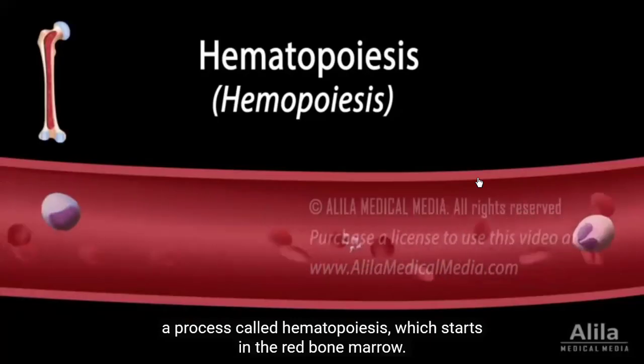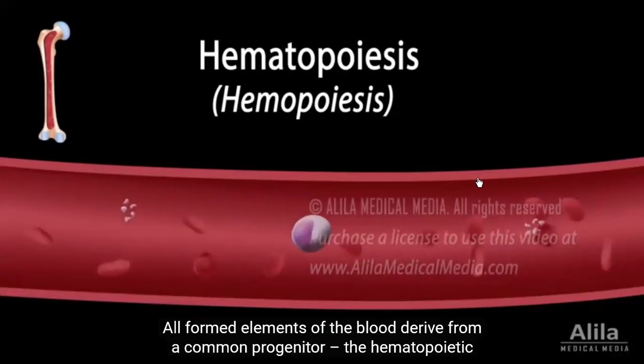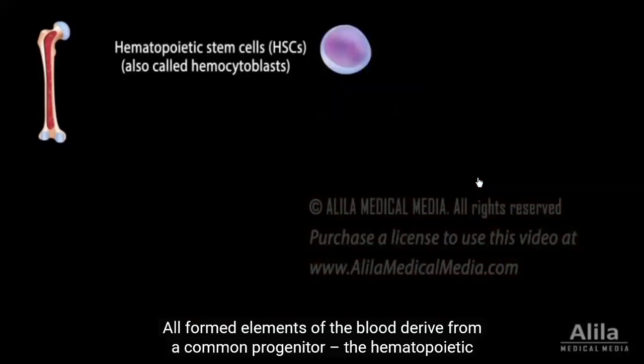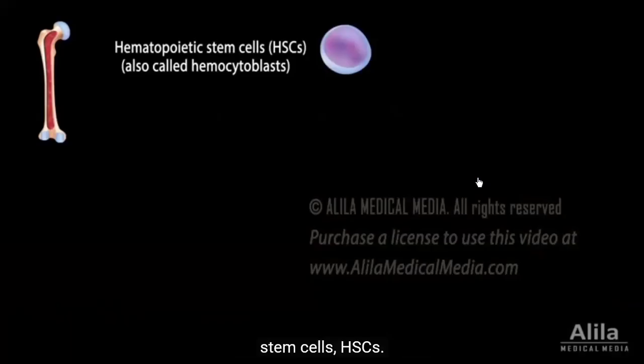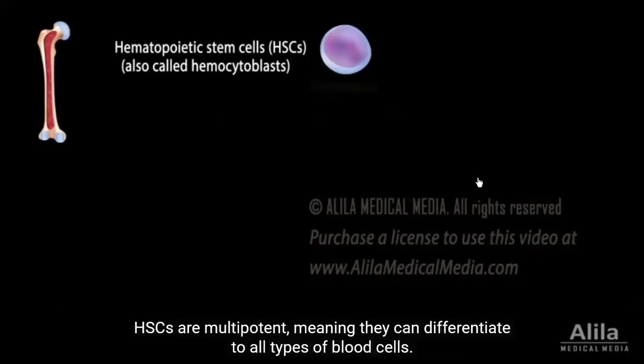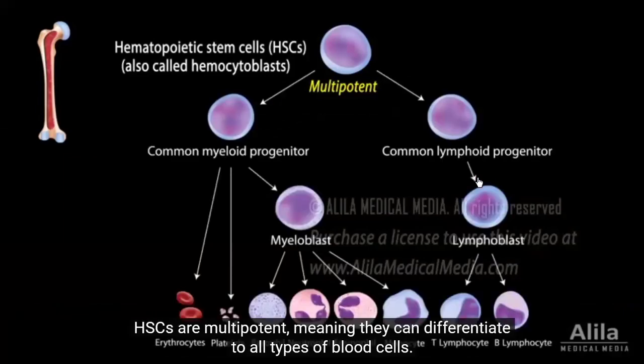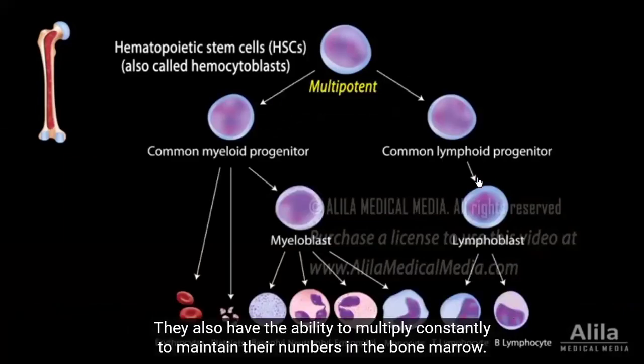Mature blood cells have a limited lifespan and must be continuously replaced through a process called hematopoiesis, which starts in the red bone marrow. All formed elements of the blood derive from a common progenitor, the hematopoietic stem cells, HSCs. HSCs are multipotent, meaning they can differentiate to all types of blood cells. They also have the ability to multiply constantly to maintain their numbers in the bone marrow.